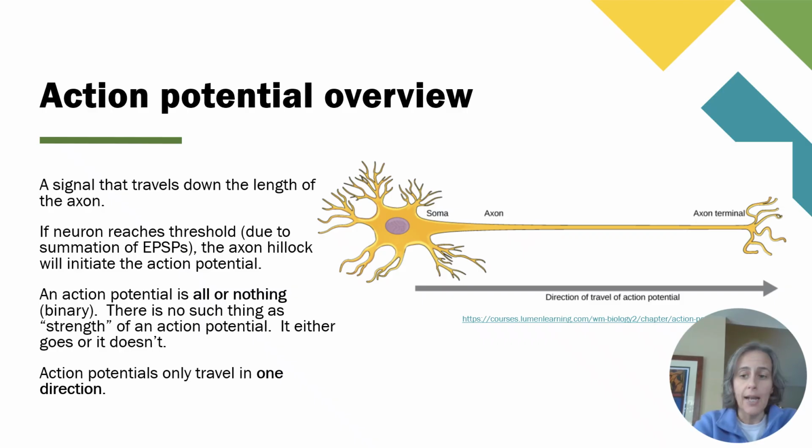So it's going to happen again if the summation of the PSPs is such that you depolarize to -55. An action potential is an all or nothing phenomenon. There's no such thing as a big action potential or a little action potential. Either you do it or you don't. It's binary, a 1 or a 0, a yes or a no. You send it or you don't. And it only travels in one direction, from that axon hillock down to the axon terminals. So those are just a few things to keep in mind.